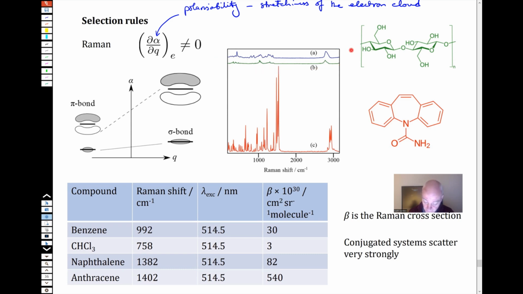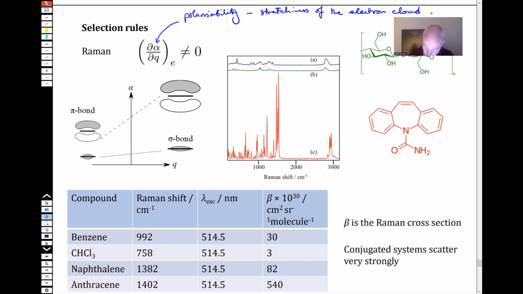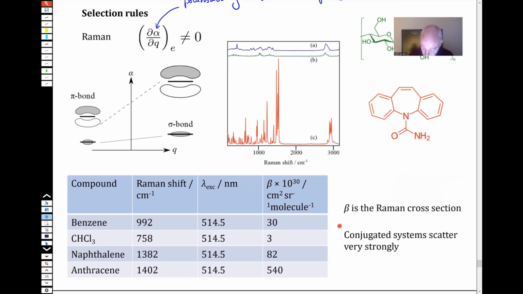And the reason for that is very, very simple. Conjugation. Conjugation gives you these big pi clouds, and these big pi clouds are very polarizable. So they give very, very strong Raman signals. A rule of thumb here is that conjugated systems scatter very, very strongly. And extended conjugation gets even better. So this is the thing that's important. Let's think about a couple of extended conjugation systems.